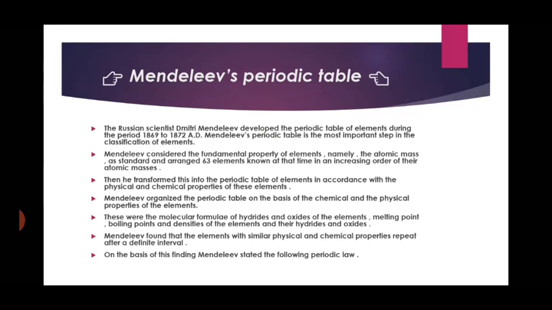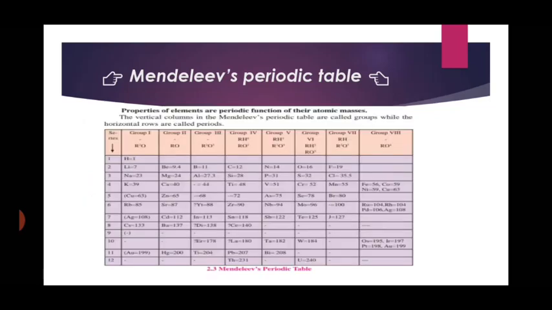Mendeleev found that elements with similar physical and chemical properties repeat after definite intervals. That means some elements having the same physical and chemical properties are repeated after some time, a definite interval. On the basis of this finding, Mendeleev stated the following periodic law, known as Mendeleev's periodic law: properties of elements are the periodic functions of their atomic masses.